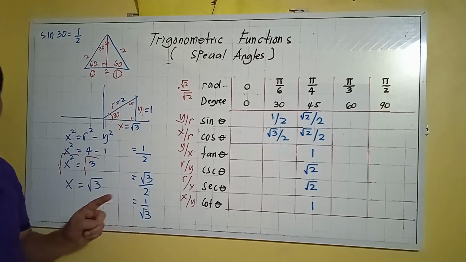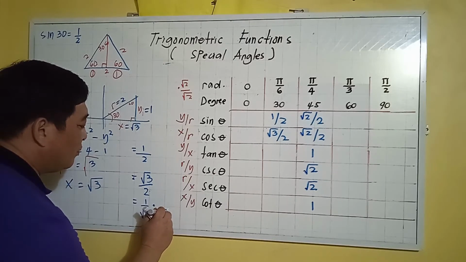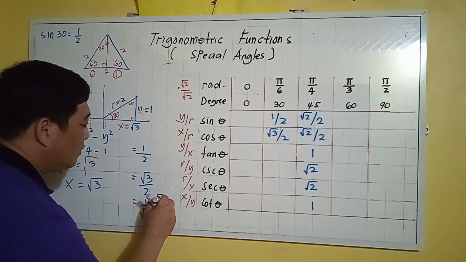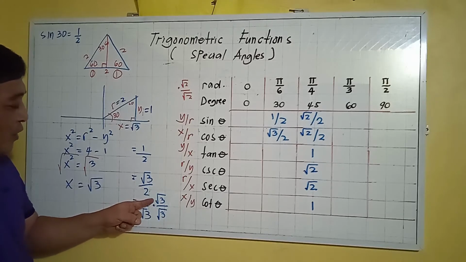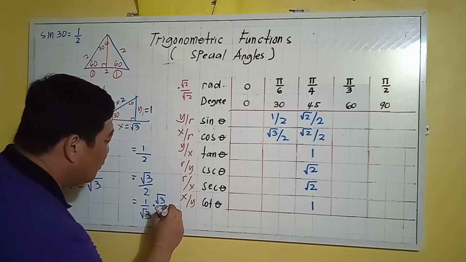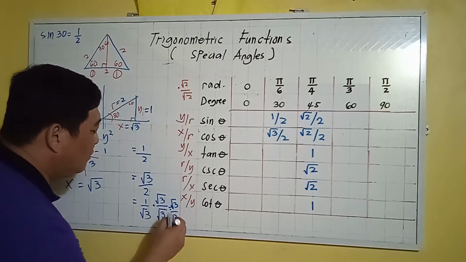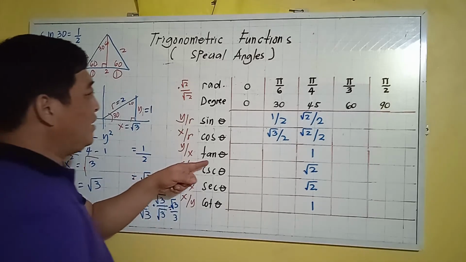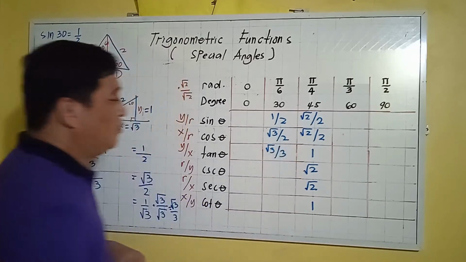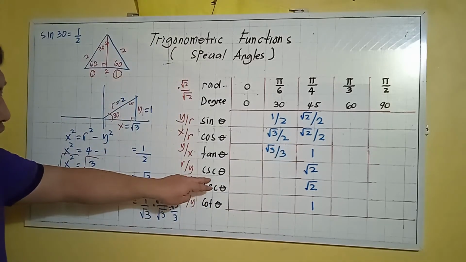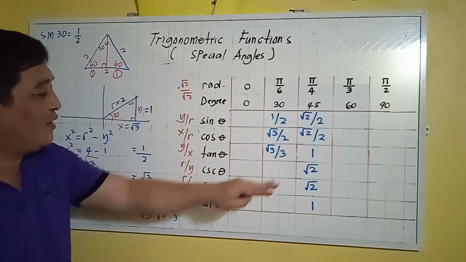So, square root of 3, i-rationalize natin ito. By rationalizing, multiply natin sa square root of 3 over square root of 3. Now, multiply this one. Square root of 3 times 1 is equals to square root of 3. Square root of 3 times square root of 3 is equals to 3. So, we have tangent 30 degrees is square root of 3 over 3. Now, madali na itong cosecant, secant, cotangent kasi reciprocal siya nitong sine, cosine, tangent.